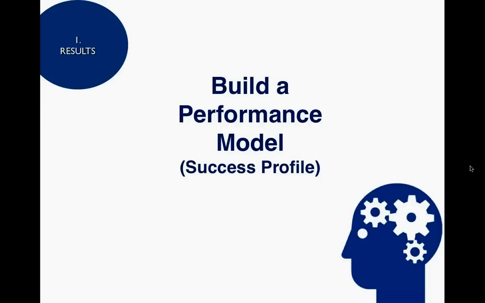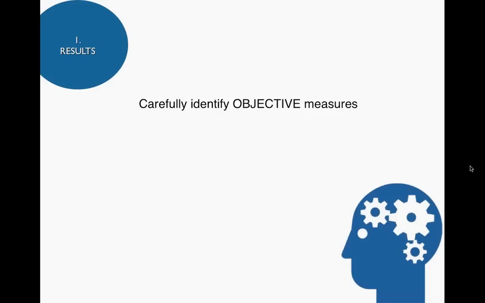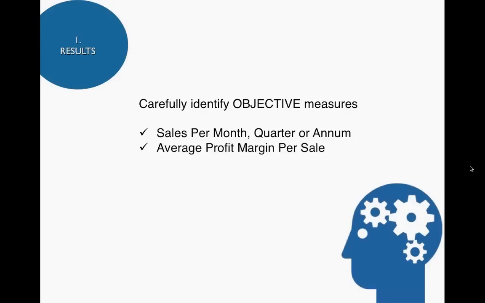Now, the first up is how to get the result. You have to understand that in building a success profile, you need to start with what matters to the business, the critical business results that your top performers are getting. This is the first step in the process, and in identifying objective measures, you could do so.